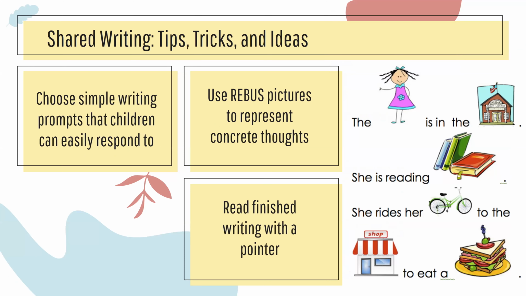So here are some tips and tricks and ideas for shared writing during large group literacy. You definitely want to make sure to choose simple writing prompts that children can easily respond to. That's why it's always a good idea to try to incorporate shared experiences that everyone had together. It may be difficult to write about a trip to the beach if not all of your children have ever had a trip to the beach. It may not be relevant to write about a day in the snow when some of your children may never have seen snow. So make sure that you're choosing simple writing prompts that children can connect to and easily respond to.